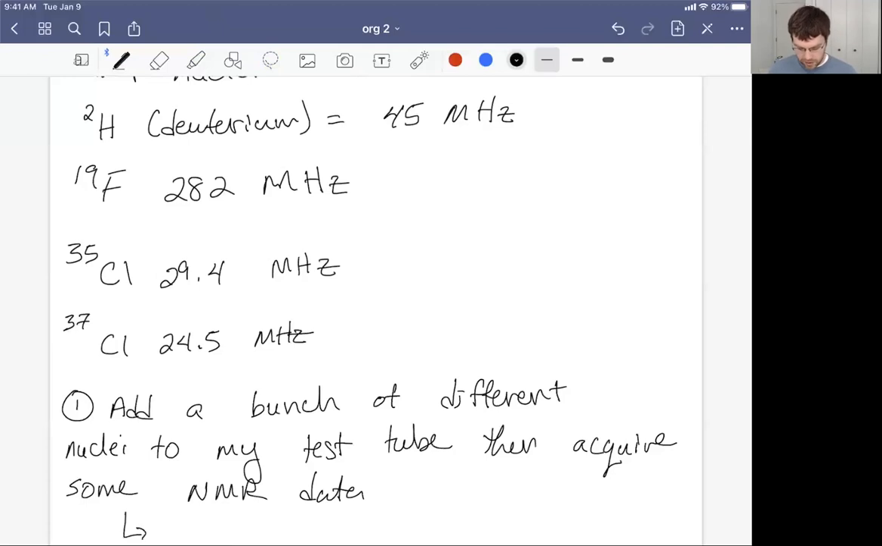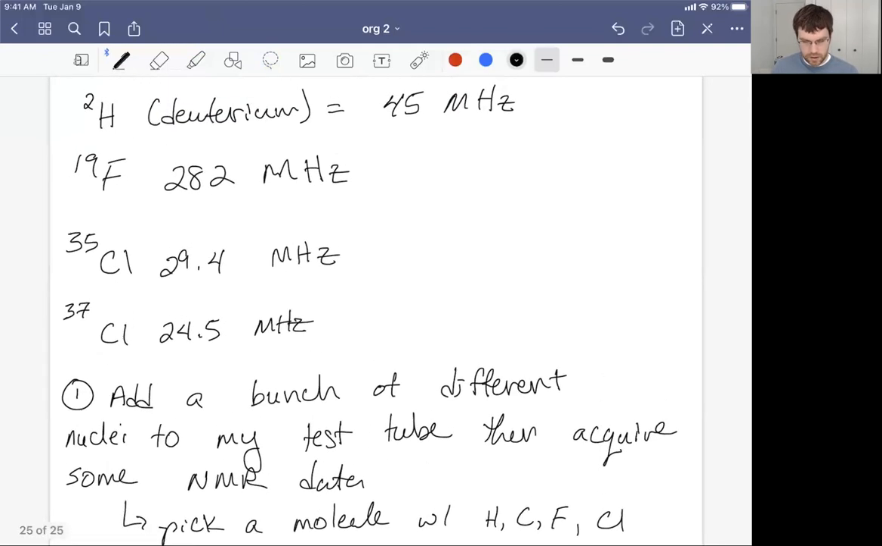Let's just pick a molecule with hydrogens, carbons. I'm not going to specify the isotope. You'll see why in a second. Fluorine and chlorine. Okay, so we have a molecule with all of these different nuclei. And again, this is some sort of experiment that we're working on.